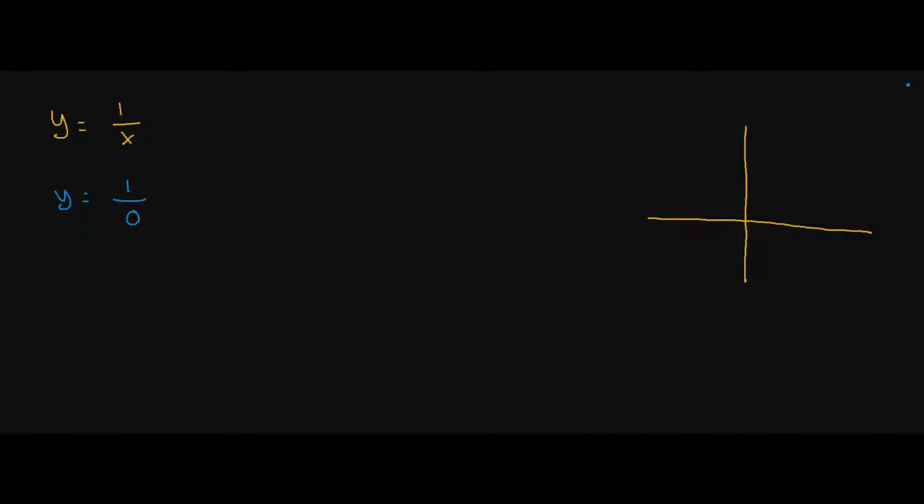Well, this is a problem because we can't divide by 0. Let's look at an example. 10 divided by 5 equals 2, because 2 times 5 gives me 10.